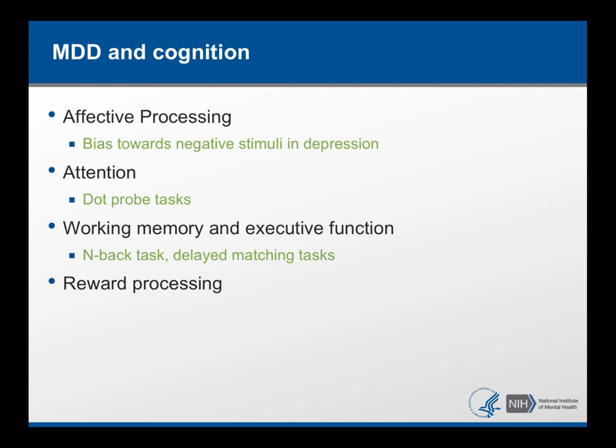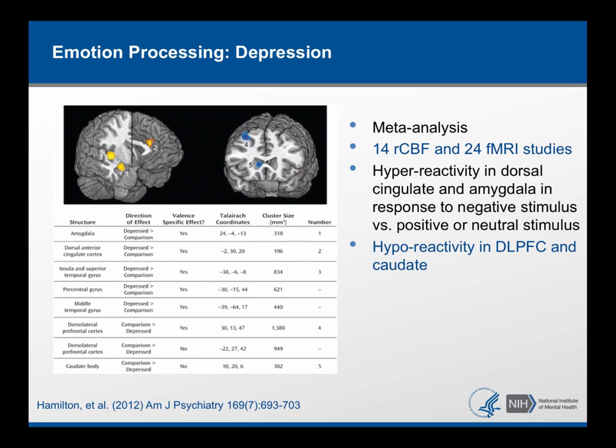There are also impairments in attention. We probe attention with things like dot probe tasks. There are alterations in working memory and executive function, and we use things that impose a cognitive load like n-back tasks or delayed matching tasks. And there's also reward processing that gets into domains of anhedonia, and those are frequently tasks that involve winning money and looking to see how rewarding winning something is and how much effort subjects put into winning a reward.